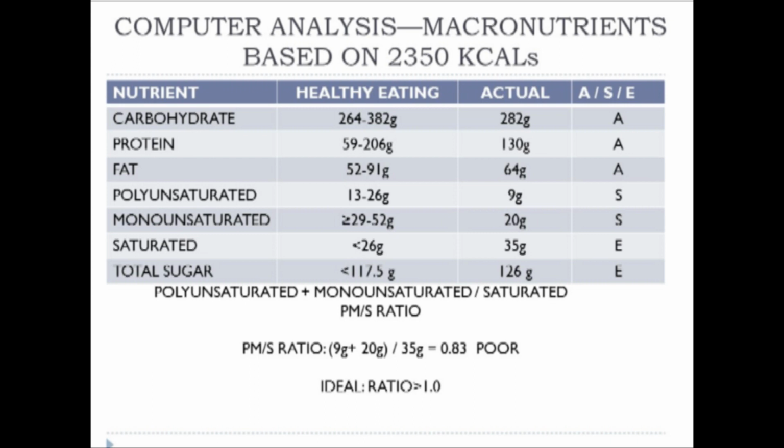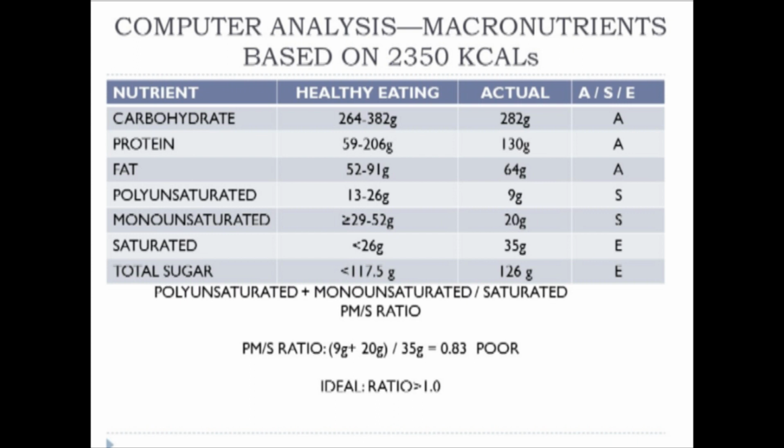Now, there's another way of looking at the cardiovascular risk. It's called the PS ratio, or more appropriately, the P and MS ratio. That is the polyunsaturated plus monounsaturated divided by saturated ratio. So if we do this, we can get an idea of the relative proportion of the good fats, polyunsaturated and monounsaturated, relative to the bad fat, which is the saturated fat, which increases the risk of cardiovascular disease. The goal really is to bring this ratio greater than 1, and that means that there'd be a greater proportion of polyunsaturates and monounsaturates relative to saturated.